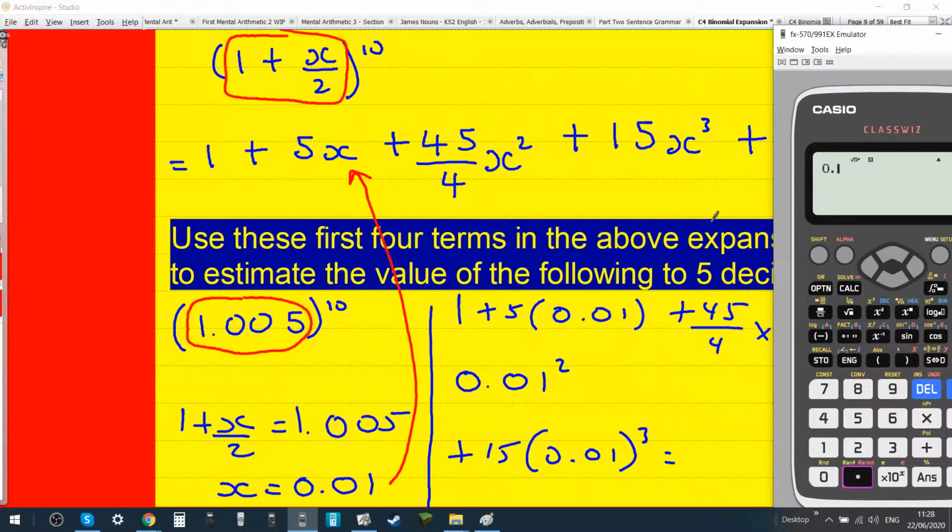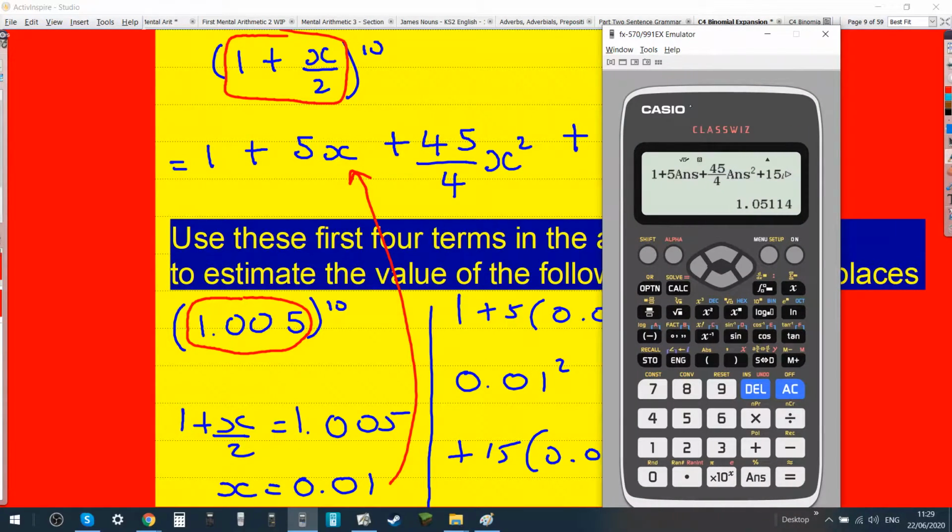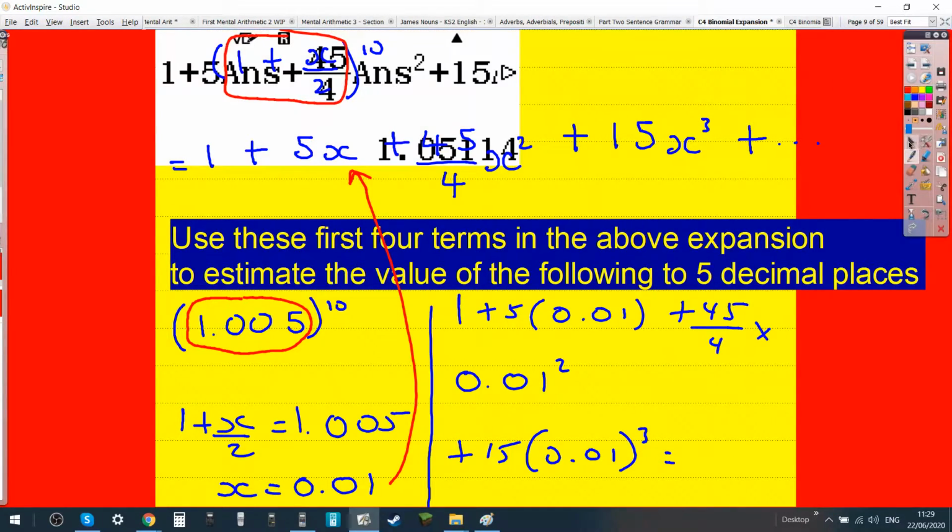I'm just going to do 0.01 answer. And then 1 plus 5 answer. Squared. Do you have an answer? Not yet. I got one. So 1.05114. Yeah. And that's basically just sub in x.